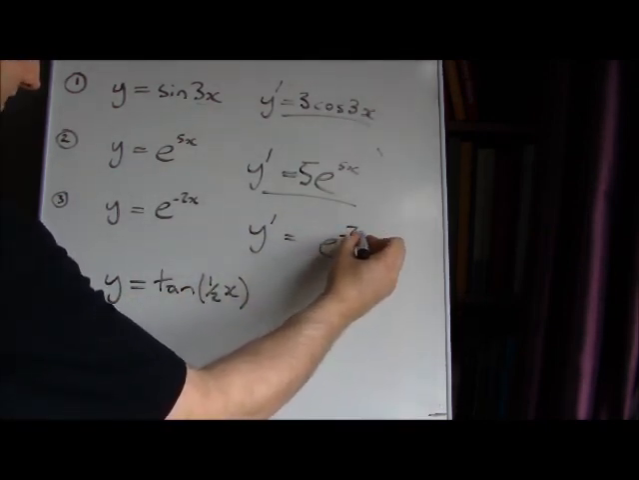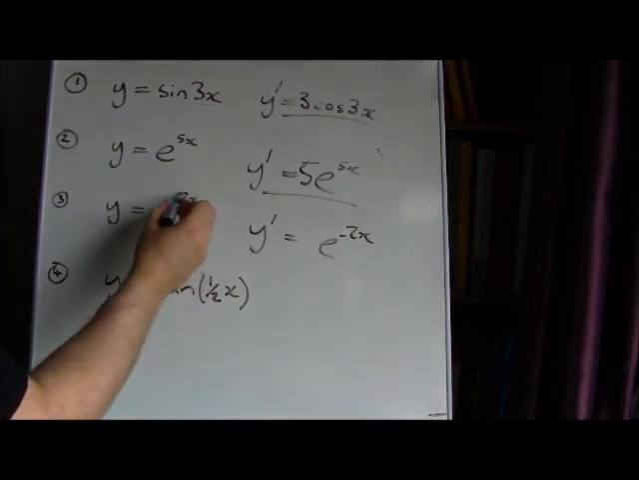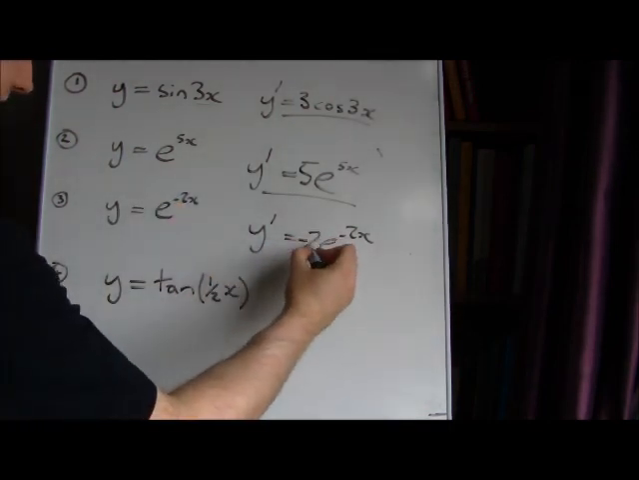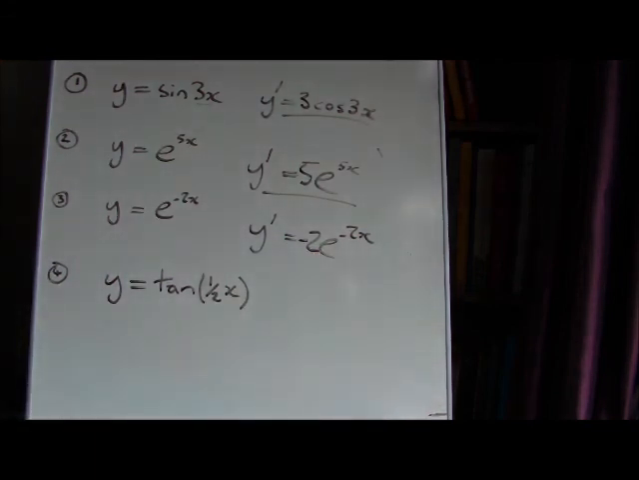Similar again, so we know when we differentiate e to the something x, we get e to the something x again, but we multiply by the derivative of the inner function. So differentiating that gives me minus 2. So the solution is there.